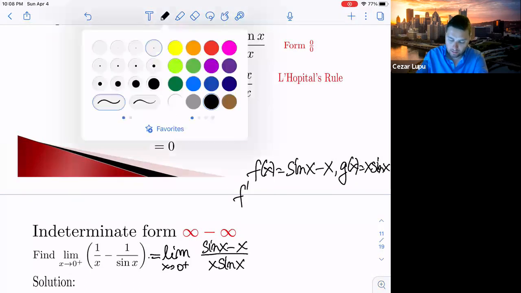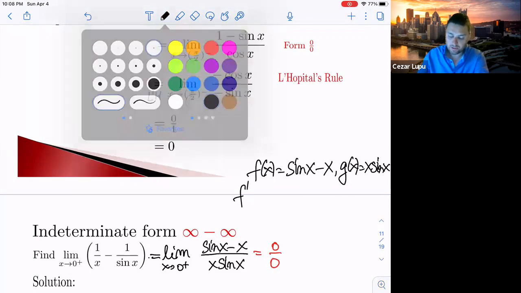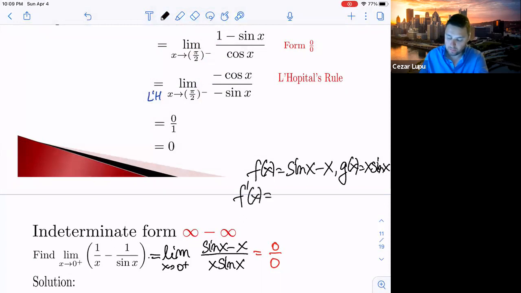If we plug it in, we'll have 0 over 0. So let's look at this. Sine of 0 is 0, minus 0 is 0. So the indeterminate form, this would be 0 over 0. Great. So we're in a good position to apply L'Hopital's rule, but first let's compute the derivatives.